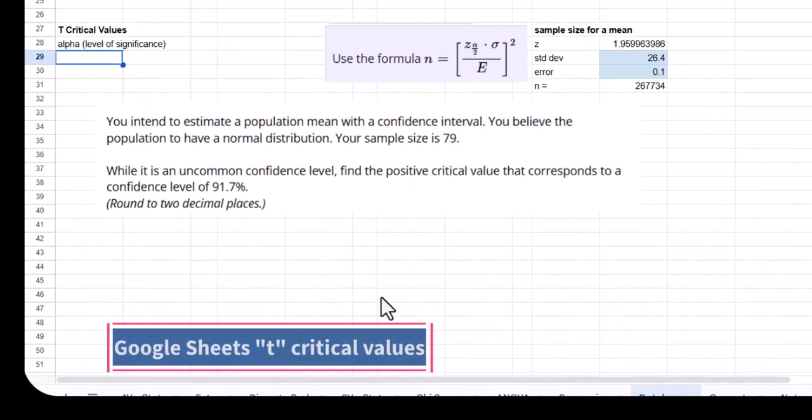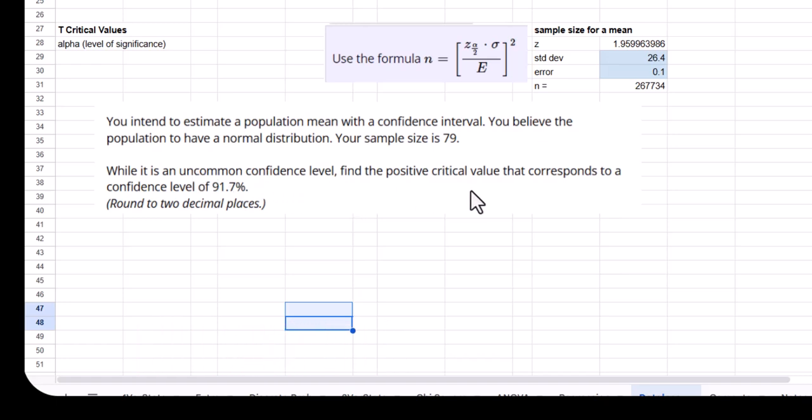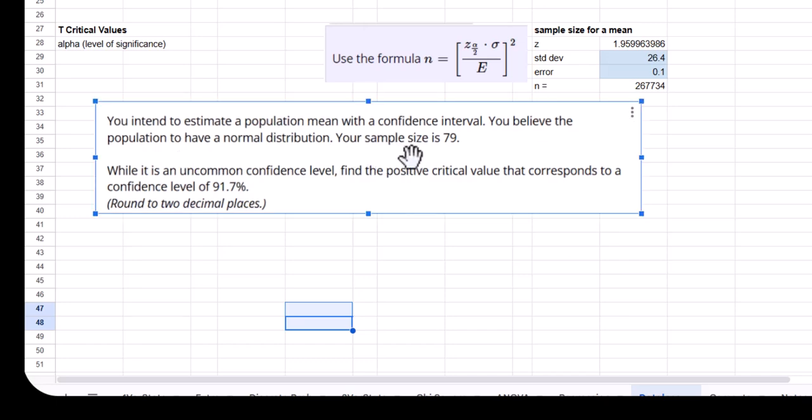All right, so this is asking, you want to estimate with a confidence interval, and you're given a sample size. While it is an uncommon confidence level, you should be able to find the critical value that corresponds to this confidence level of 91.7%. So in this case, I'm going to be using a T critical value. Nothing here tells me that I know the population standard deviation. It does say has a normal, but I can use a T critical value.